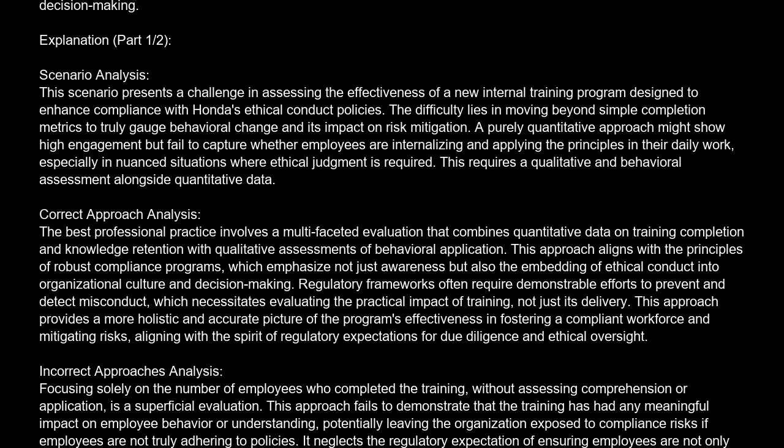Incorrect approaches analysis. Focusing solely on the number of employees who completed the training without assessing comprehension or application is a superficial evaluation. This approach fails to demonstrate that the training has had any meaningful impact on employee behavior or understanding, potentially leaving the organization exposed to compliance risks if employees are not truly adhering to policies.